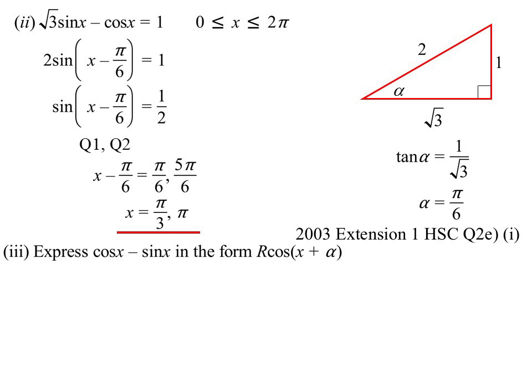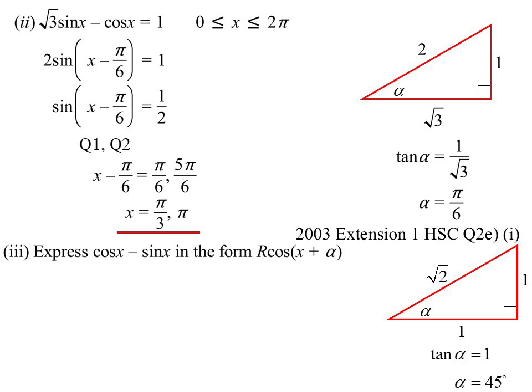Here's an HSC one from 2003. This time they sort of forced my hand. They told me, I want you to put it into this form. I want you to change it into a cosine function. Nicely, the coefficients for both of them are 1. So 1, 1, and root 2 is the hypotenuse. Oh well, that's an exact value there, 45 degrees. Bingo, there's my answer. I can write it down straight away.